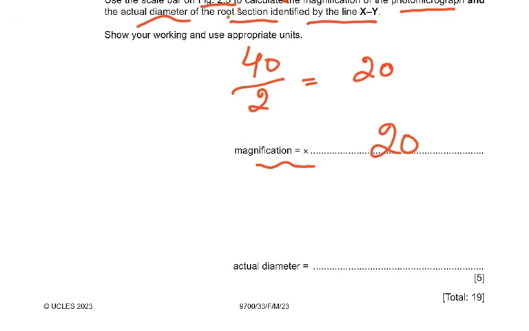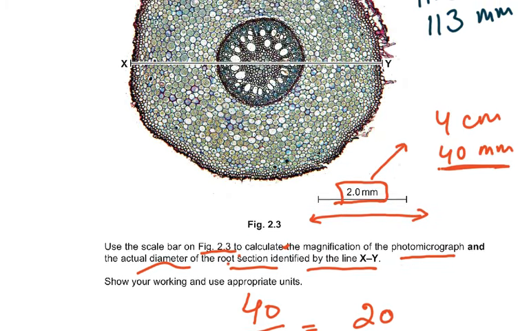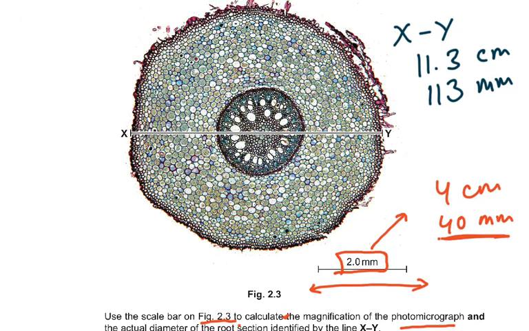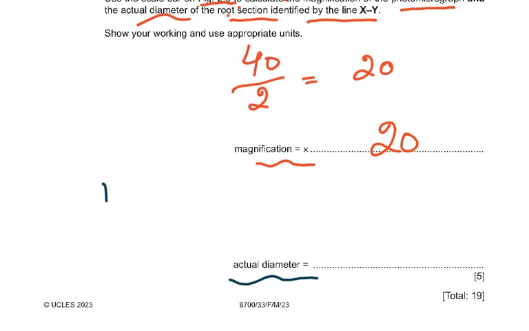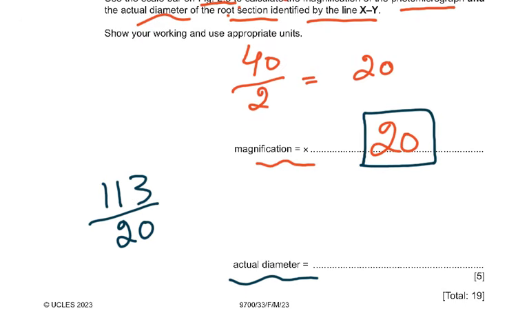Then we had to calculate the actual diameter of the stem, because this is a total 5 marks question. So what is XY? XY is 11.3 centimeter, and then it will be 113 millimeter. Now you have to divide that by the magnification. So 113 divided by 20, because 20 is the magnification, will give you the answer, and you have to give that here as the actual diameter. So 113 divided by 20 gives you 5.65 millimeter.